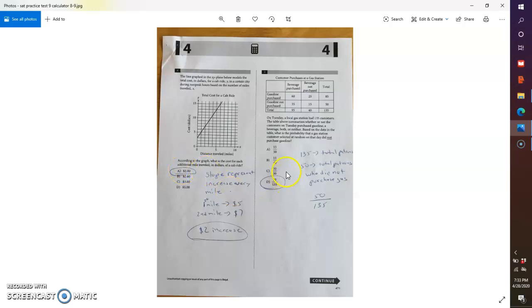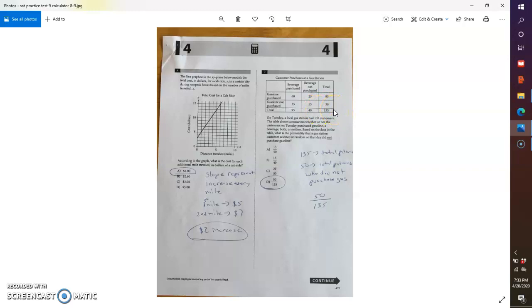For number 9, the key here is understanding what my denominator and what my numerator should be. So when I read that question, I'm going to look back at the table. On Tuesday, a local gas station had 135 customers. The table above summarizes whether or not the customers on Tuesday purchased gasoline, a beverage, both, or neither. Based on the data in the table, what is the probability that a gas station customer, selected at random? So in this case, they just want a gas station customer.